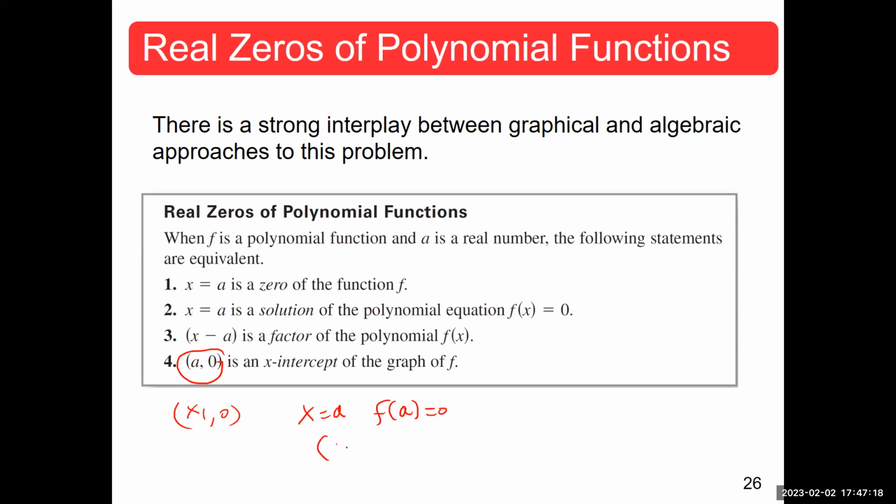And x minus a will be a factor for that polynomial. I can factor it out. We're going to learn how to do that later, like by dividing. So this can be a factor of the polynomial.